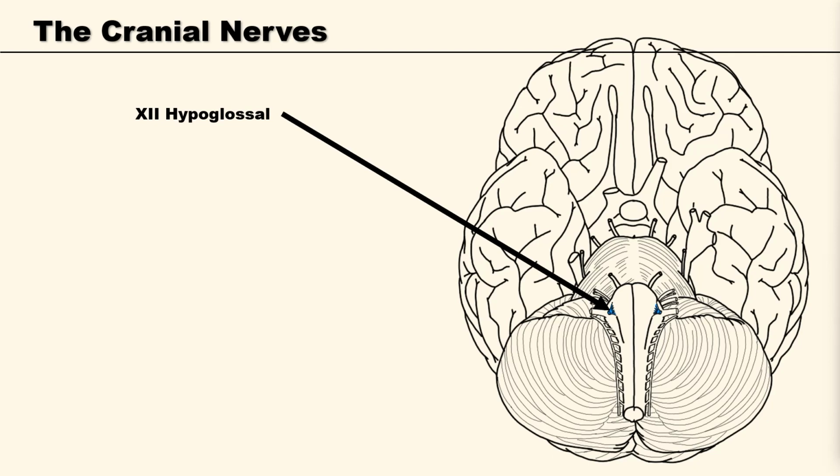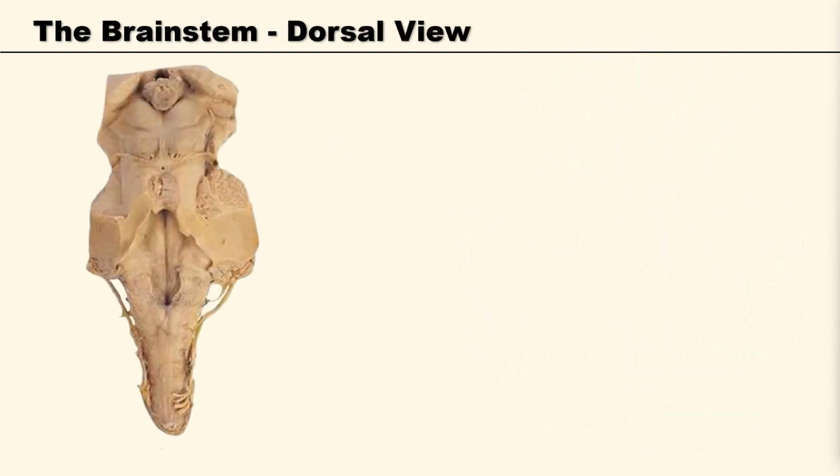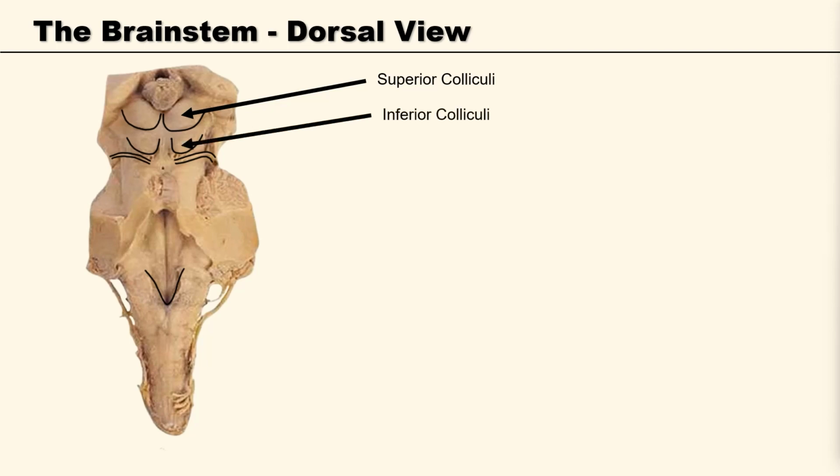So let's have a closer look at the rest of the brainstem. This is a dorsal view of the brainstem, and we have a few important structures to highlight. So that you can see them a little more clearly, I have sketched on some bits of interest. These bumps at the top of the midbrain are called the superior colliculi. They contain some of the nuclei responsible for processing visual stimulus. The inferior colliculi sit right beneath these and contain some of the nuclei for auditory or hearing pathways.